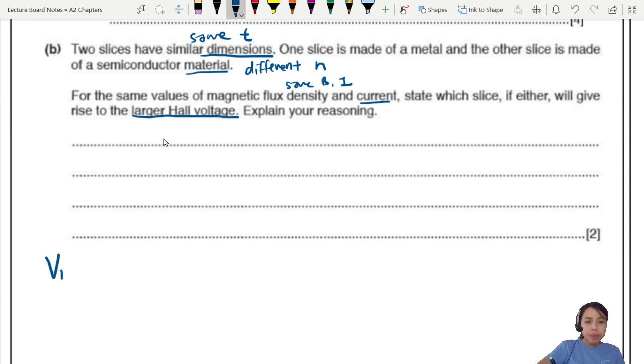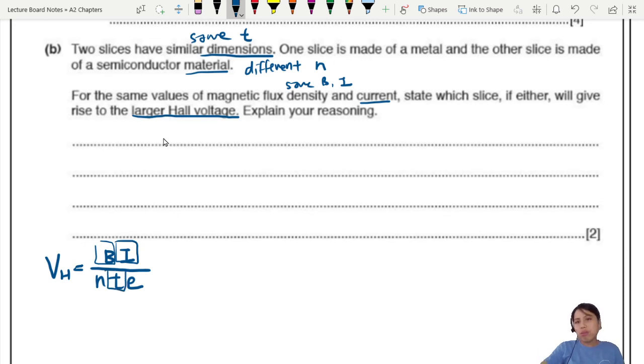The Hall voltage depends on the product of magnetic field and current. Stronger magnetic field, bigger current, then the Hall voltage is very big. But also n, t, e. And these are properties of the charge carriers or the material dimension. So we see what is the same. We put a box over it. It's locked in the box and it cannot change already. So B and I are the same. It's not changing. Same dimension, so thickness is the same.